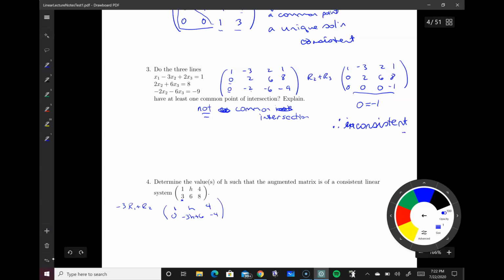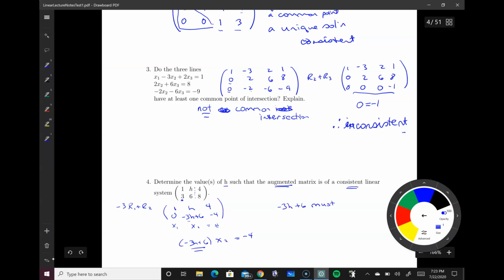All right, so what does h have to be? Right, this is an augmented system, so this is like where the equal signs are. This is the x1 column, this is the x2 column, and this is the equal the numbers, right? So what does h have to be so that this is consistent? So if I've got this number times x2 equaling negative 4, in order for this to be consistent, this has to not be 0.